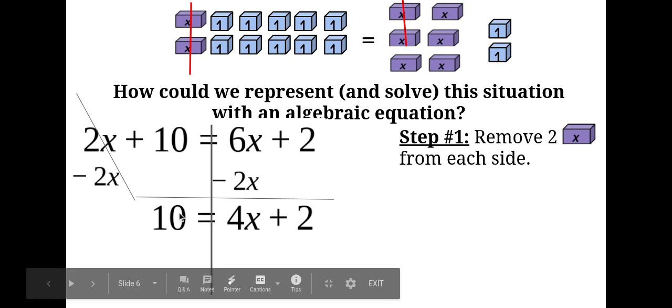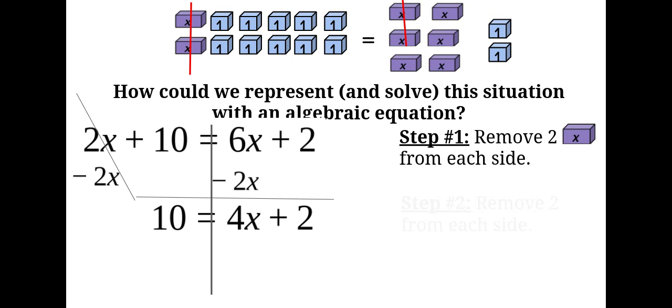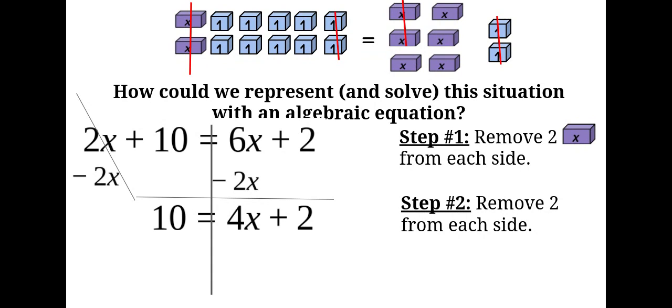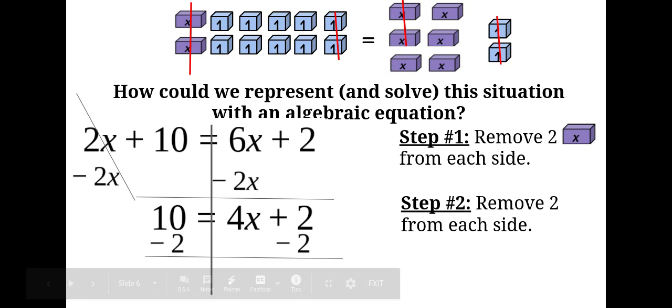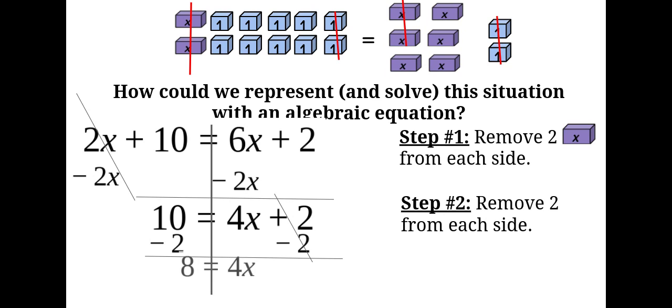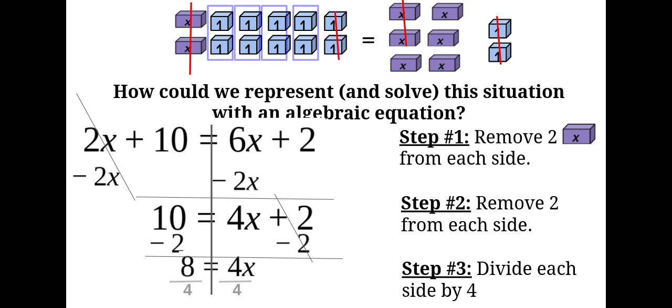Notice I'm just bringing that 10 down. 6x minus 2x gives us 4x. And nothing has happened from the 2. Now, hopefully you're looking at this equation and you're like, all right, that's something I'm familiar with. From this point, we're going to remove 2 from each side. And you can see that up here visually as well. Algebraically, we're just subtracting 2 from each side. It's going to cancel from the right. And now we're left with 8 equals 4x. Hopefully that's something we can kind of just do in our head, but let's show our work. Divide both sides by 4, and we end up with x being equal to 2.